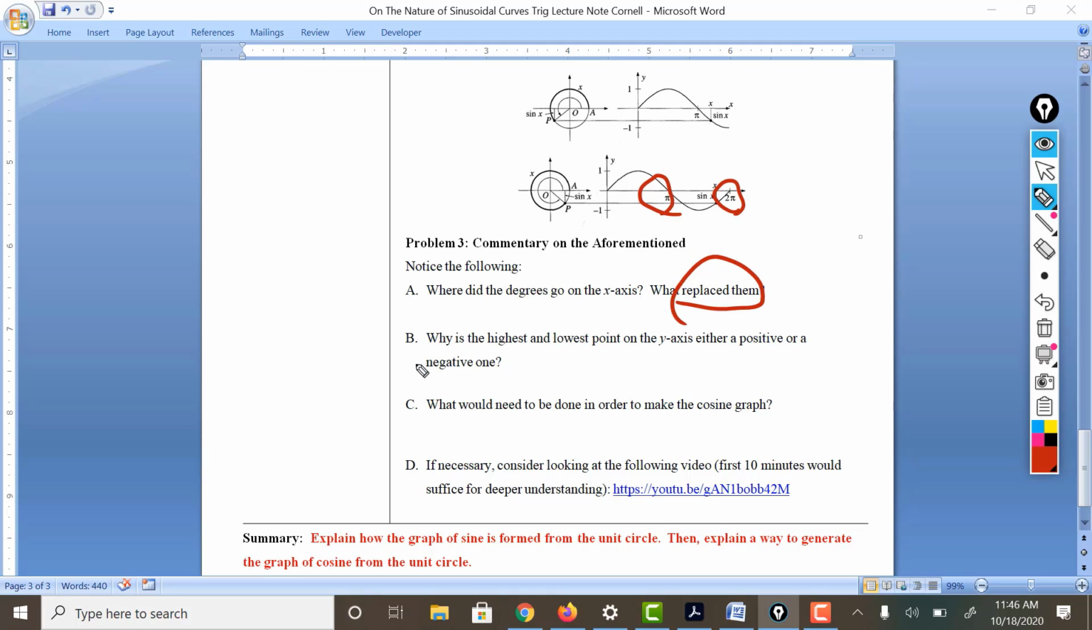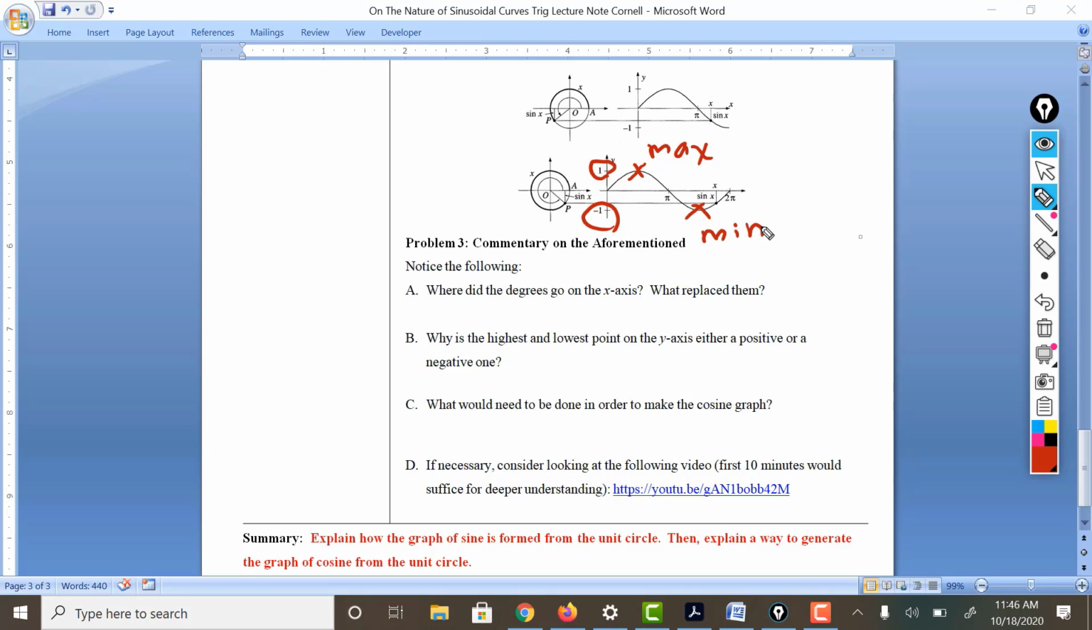Part B. Why is the highest and lowest point on the y-axis either a positive or a negative one? Interesting. So notice that here's the highest point, it's a positive one. Here's the lowest point, and it's a negative one. And by the way, we call this a maximum point. This would be a minimum point.